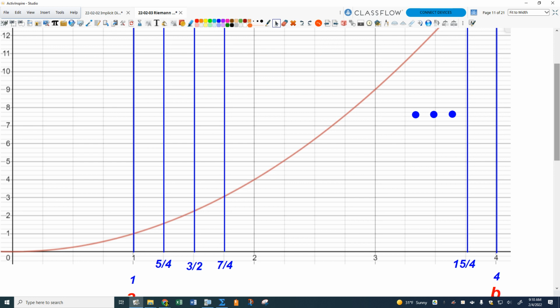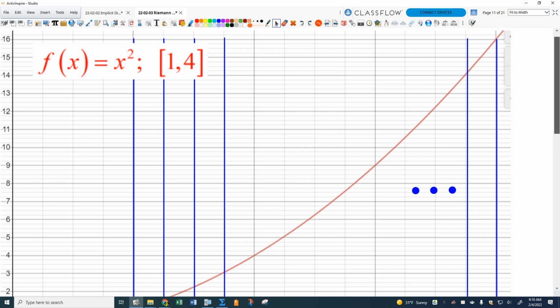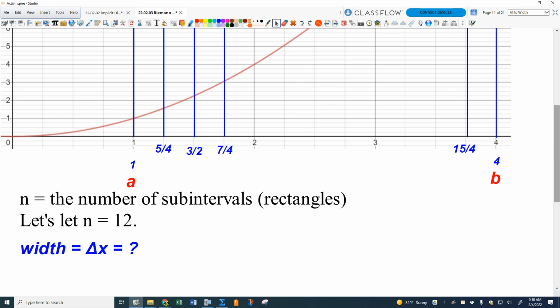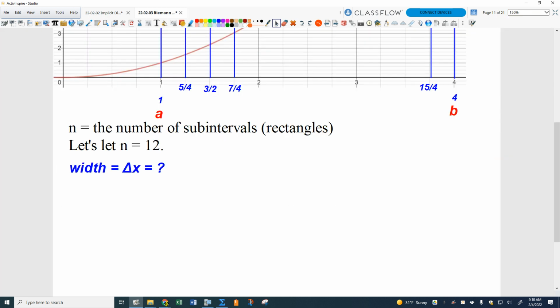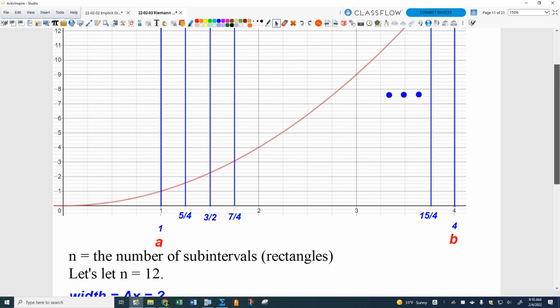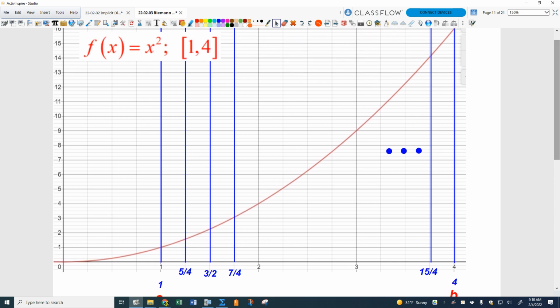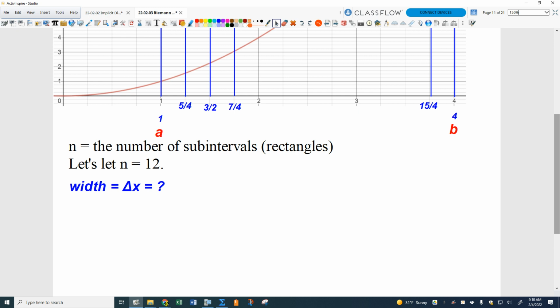All right, so now we're going to start to take a look at how we could add up areas under these curves. The way we could go about doing this is to divide up the area into subintervals and approximate each of those subintervals with some kind of easy shape, like a rectangle. So if we're going from 1 to 4, what if we broke this up into 12 subintervals to get a fairly decent approximation? So we'll let n equal 12. And what would the width be then of the subintervals?